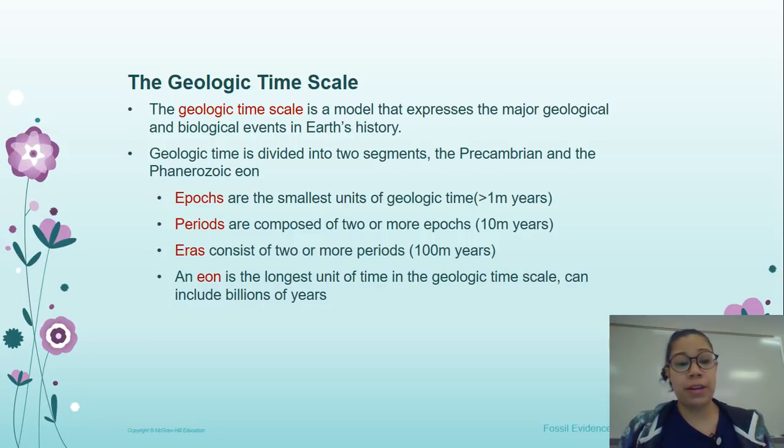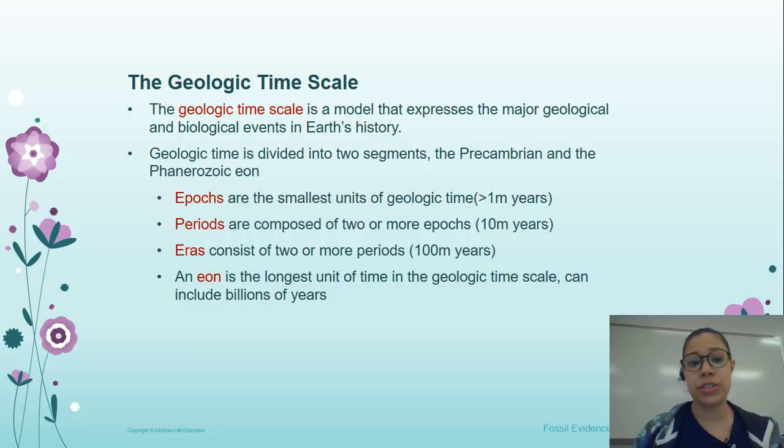So some vocabulary that we need to know: an epoch, that's going to be our smallest amount of time. It's a little over 1 million years. A period is going to be composed of 2 or more epochs. It's around 10 million years. An era is going to be 2 or more periods. So that's 100 million years. And an eon, that's going to be our longest time period. That can be upwards of 1 billion years.